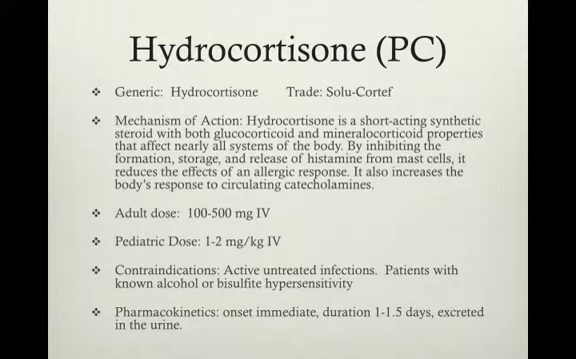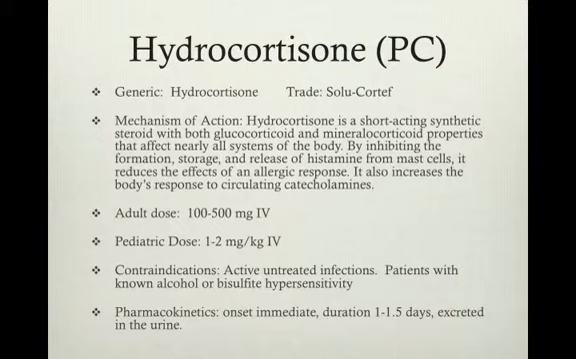Now that's important as well, especially if they're using a steroid to treat a pediatric patient that is already resistant to catecholamines or resistant to the vasopressors that they might have them on. Adult dose in this is going to be 100 to 500 milligrams IV. Pediatric dose is 1 to 2 milligrams per kilogram IV.